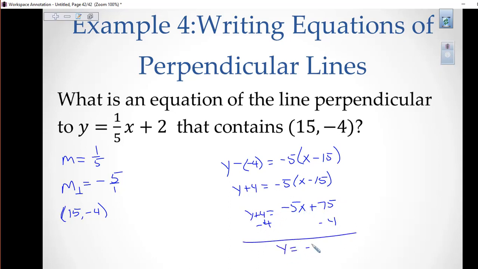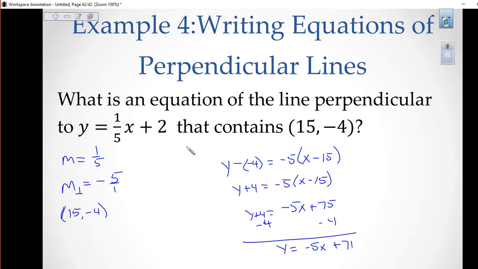Y is equal to -5x plus 71. All right, so this line right here has a slope that is the negative reciprocal of the first line we were given. So these two lines will be perpendicular.